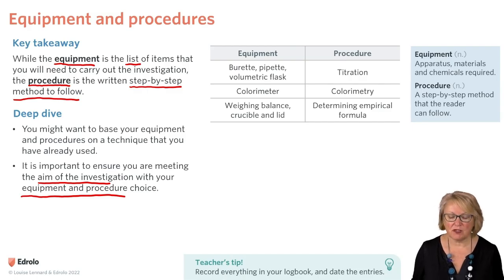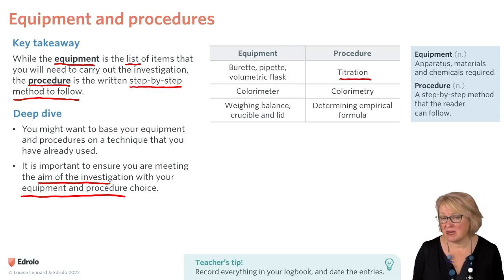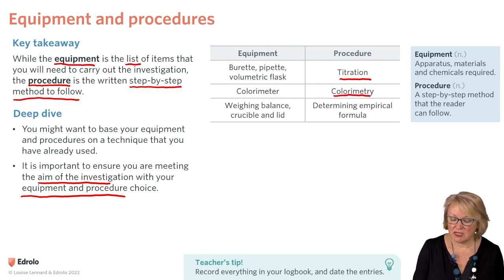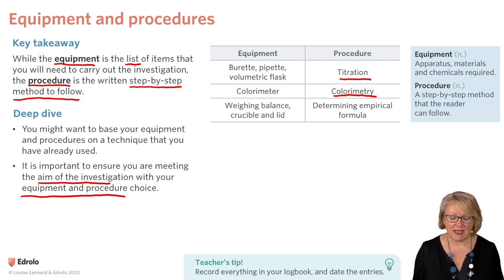So, example of equipment that you might use. If you're doing a titration, you could use a burette, a pipette, and a volumetric flask. If you're doing a colorimetry experiment, you could use a colorimeter. If you're determining empirical formula, which is the simplest ratio of atoms in a compound, you might use a weighing balance, a crucible, and a lid, for example.